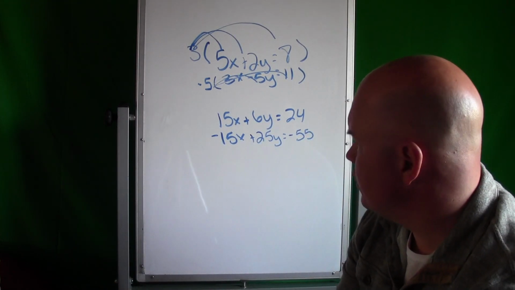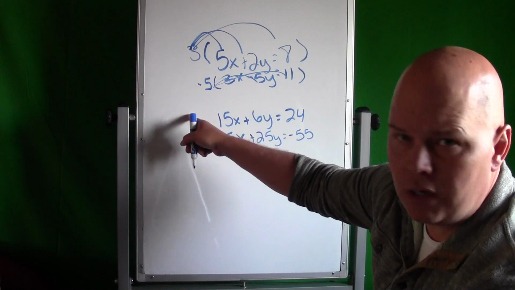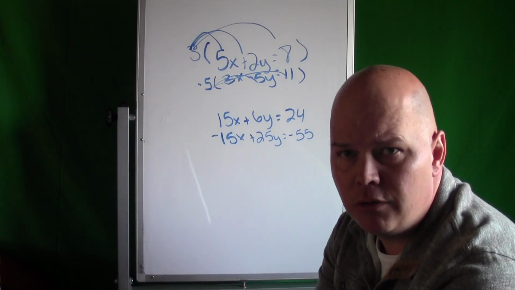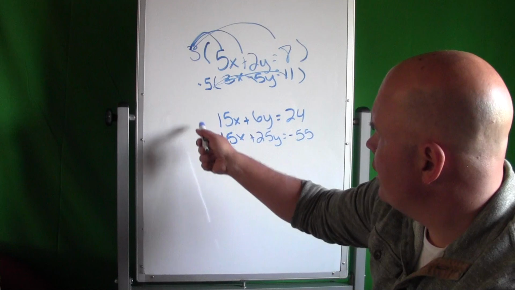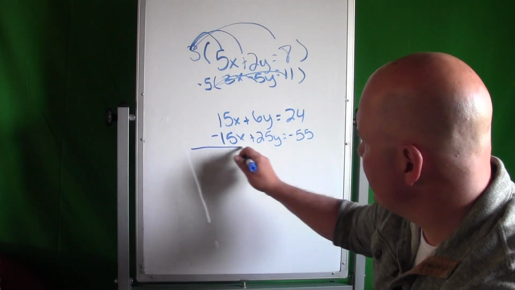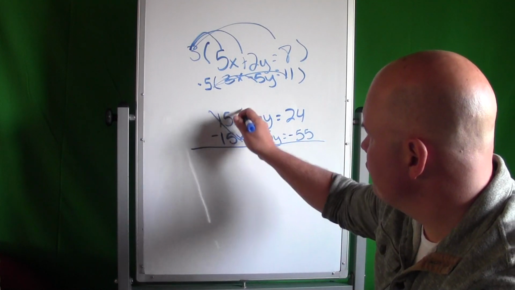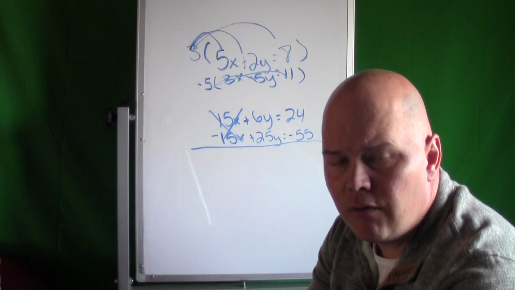Okay, so that's step 1. I scaled so I can eliminate. I scaled both equations this time, not just one. You can do both, it doesn't matter. And now I'm going to just eliminate. So when I eliminate, that goes away. Okay, that's how far we got yesterday.